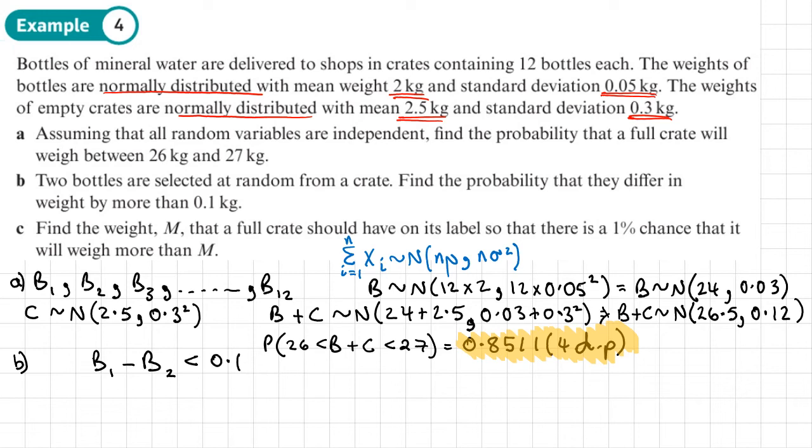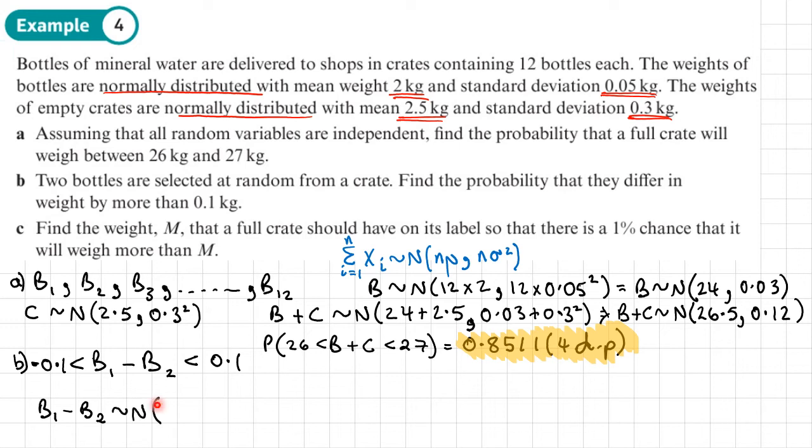Now it could be that this first bottle here is the heavier one, so it'll be a positive answer, or it could be that bottle 2 is the heavier one, so we could get a negative answer. So we want that difference to be greater than negative 0.1 as well, because we don't know which one we're going to pick first. Are we going to pick the slightly heavier bottle first, or the slightly lighter bottle? So we need to account for both of those scenarios. So now we want to find the mean and variance of this new distribution, B1 minus B2. So again, we could assign it a letter. I'll just write it as B1 minus B2. It's going to be normally distributed.